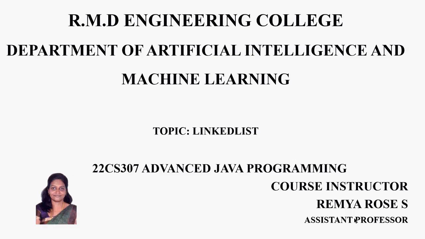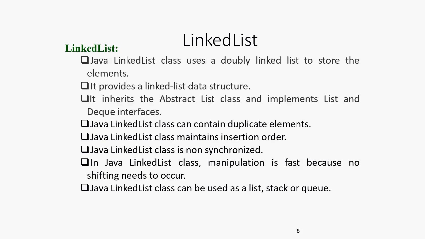This video we will discuss the linked list concept that comes in the collection framework of advanced Java programming, which holds the code 22CS307. In the previous lecture, we saw how array list works, how elements are added to an array list, how elements are removed from an array list, and so on.